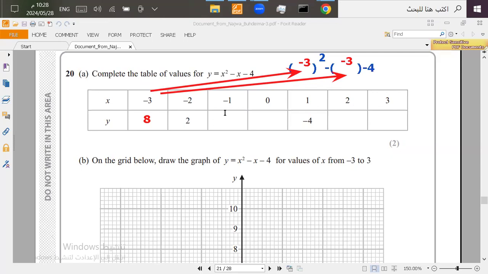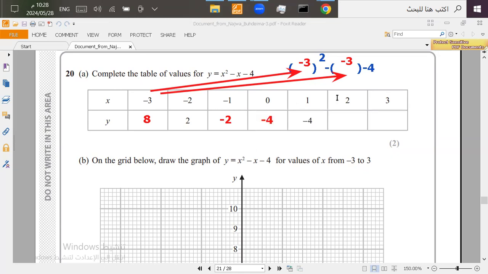Okay. Next one, I put -1 here and -1 here. So I'll go to the calculator. I don't have to erase the whole thing, just put -1 instead of the 3. And the answer is -2. So this one is -2. And then I put 0. So when I put 0 and 0, the answer is -4.